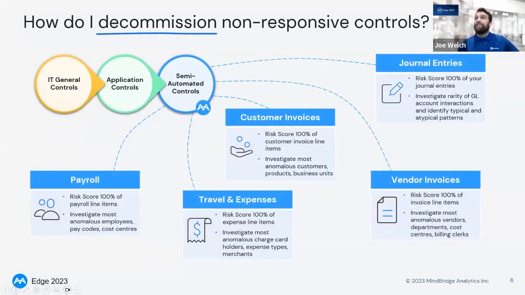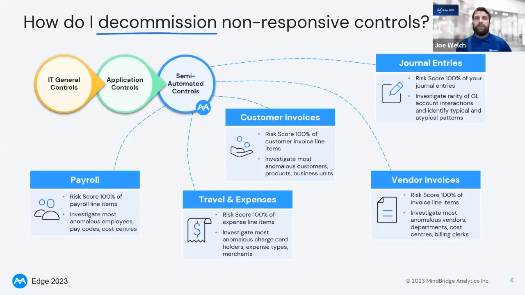How do I decommission non-responsive controls? Well, the good news is it's actually a pretty straightforward answer. You replace manual, detective, non-responsive controls with semi-automated controls. Controls that technology like MindBridge has in abundance.